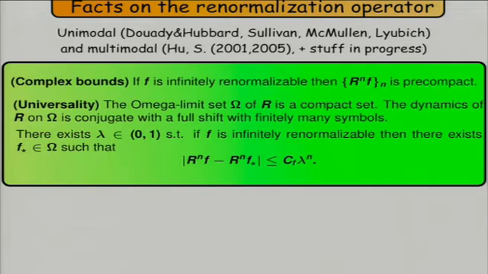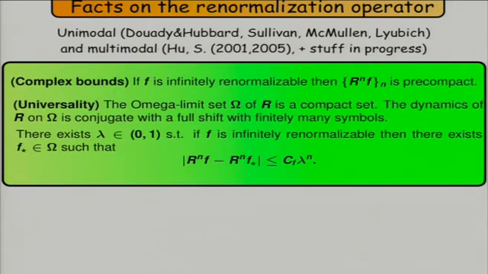So you know that if a map is infinitely renormalizable with bounded combinatorics, then the renormalization is a pre-compact set. And this is much more, well, takes a lot of time to prove, but the omega limit set of R, so pick all the possible accumulation points of the sequence of renormalizations. So this is the omega limit set of the renormalization operator, and the dynamics there is conjugated with a full shift with finitely many symbols. Okay? Actually we have a very explicit description of the dynamics there, at least from the topological point of view.